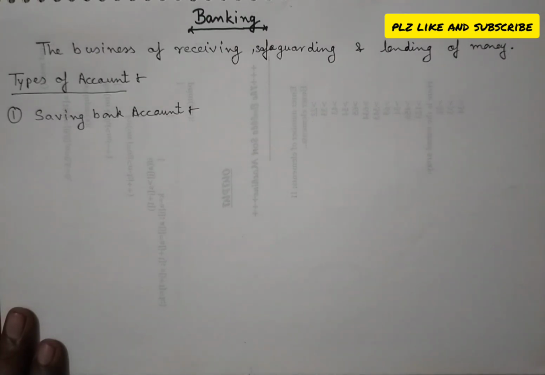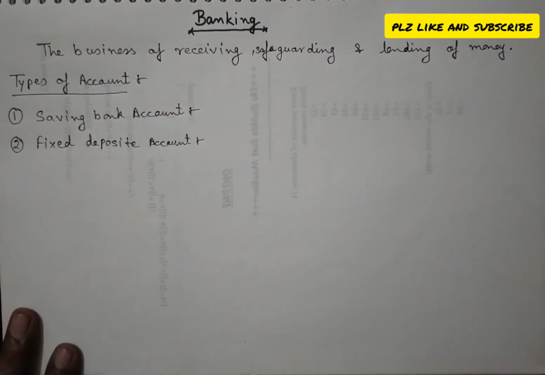Then the next one is a fixed deposit account. In this service of the bank, once we put our money in the bank for a certain period of time, we can't withdraw it until the maturity time. And in this case, as we are just putting the amount for a certain time, the bank gives us a larger amount as interest. The rate of interest is quite greater.